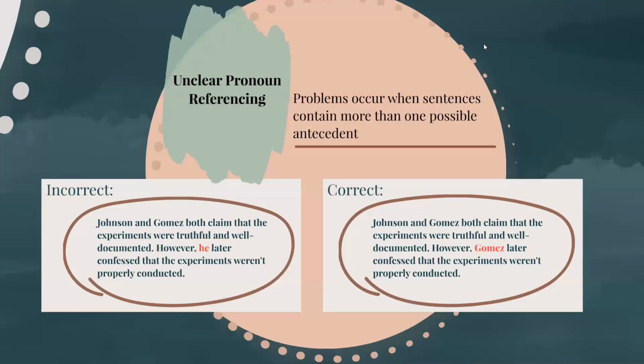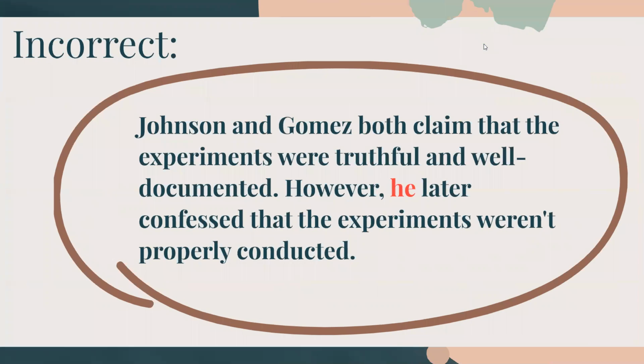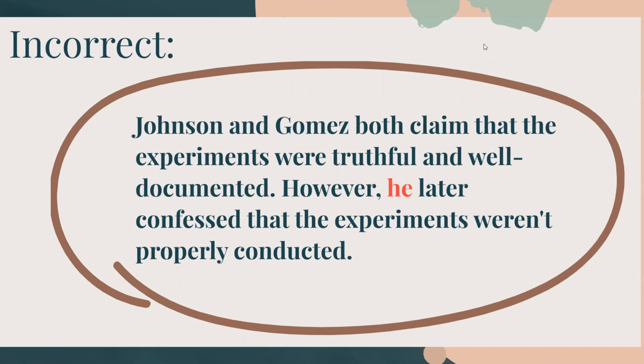Problems begin to occur, though, when sentences contain more than one possible antecedent. And so it's important in this case that our subject is clearly defined as to which antecedent we are referring to. Our incorrect example reads, Johnson and Gomez both claimed that the experiments were truthful and well documented. However, he later confessed that the experiments weren't properly conducted. When we use the word he, it is confusing to our audience because our audience doesn't know whether Johnson or Gomez is being referred to.